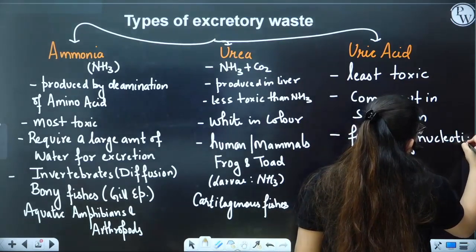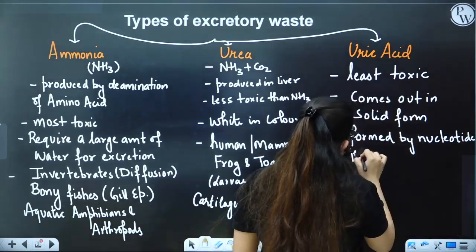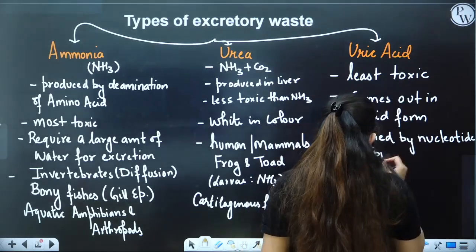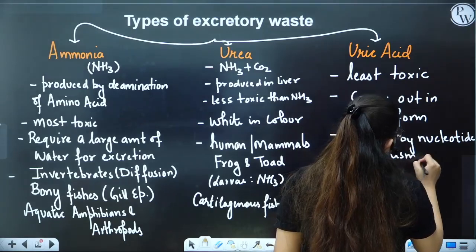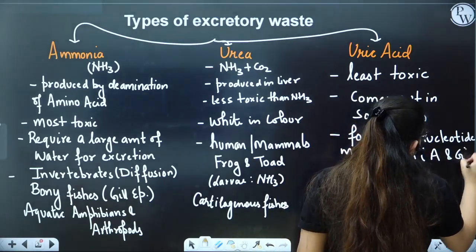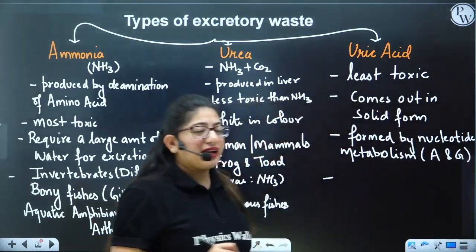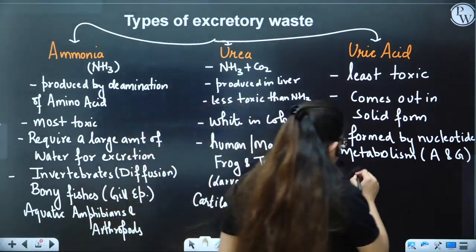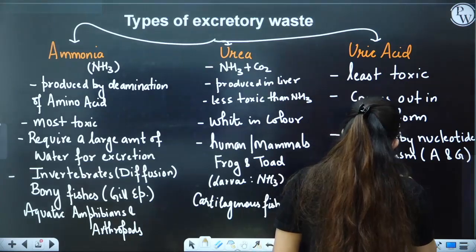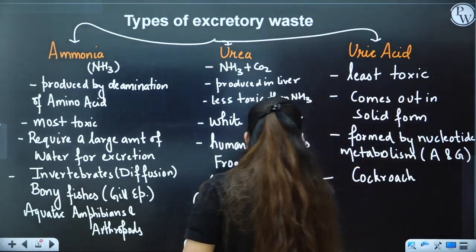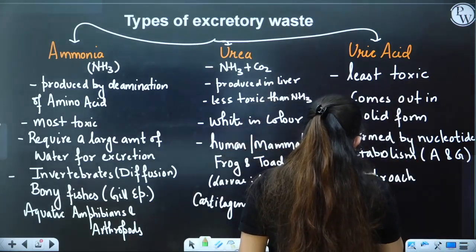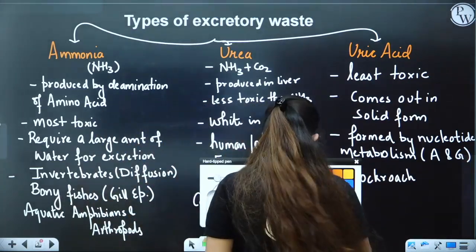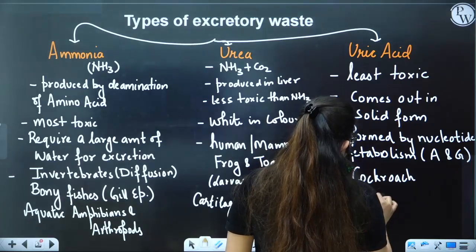Nucleotide metabolism. So what nucleotides? Those which have adenine and guanine, A and G. Fine. So, what organism has uric acid as the main excretory product? We have the cockroach. Do remember that the question is asked from this point: cockroach has uric acid as the main excretory product. Otherwise, reptiles and birds.